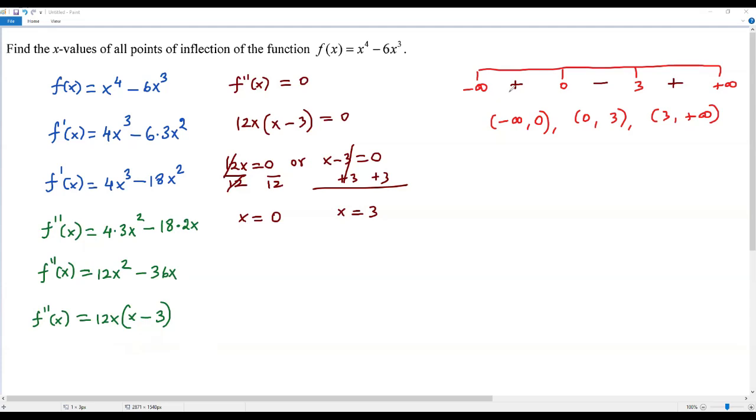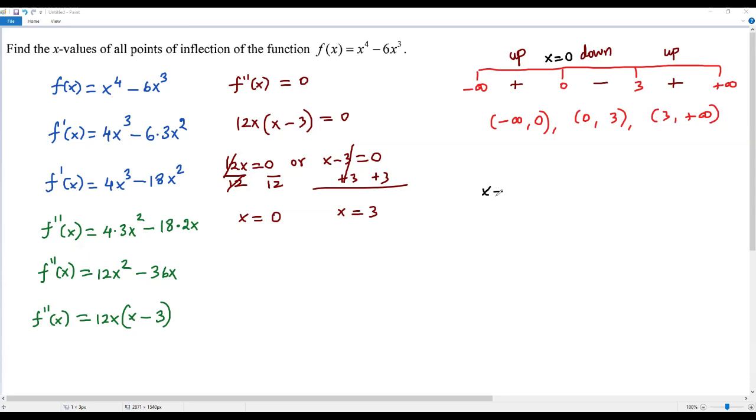Since f double prime of x is positive in the first interval, between negative infinity and 0, I have to decide that the graph of the given function is concave up in this interval. And in the second interval, between 0 and 3, since the second derivative is negative, the graph of the given function has to be concave down. And in this interval, 3 to positive infinity, again the second derivative is positive, so the graph of the given function is concave up.